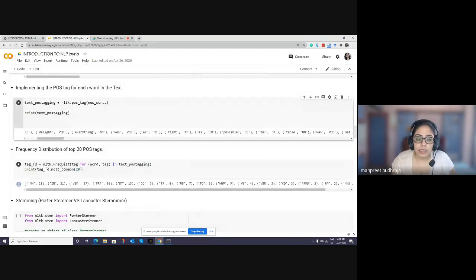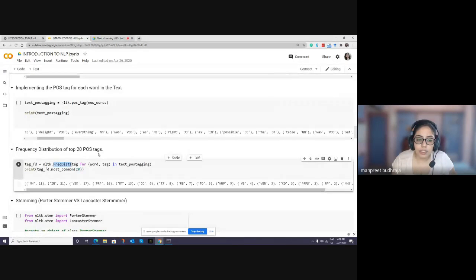Now you could see with frequency distribution your top 20 POS tags. So in your text, the noun is 21, interjection is 21, verb is 17, prepositions are 16, determiners are 13. So these are your top 20 POS tags in this. Okay.